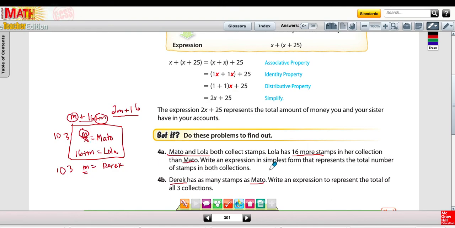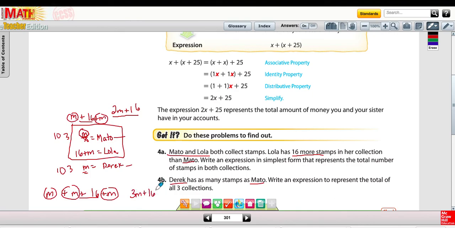So now it says to write an expression for the total of all 3 collections. So we have Mato, m, plus Derek, which is another m, plus Lola, which is 16 plus m. Okay, and now we can combine like terms. We have an m, another m, and another m. So that's a total of 3m and then plus 16.